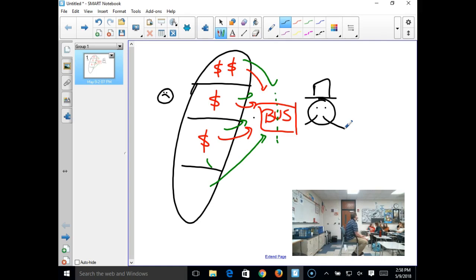Did you slap him first? Yeah. Shays' Rebellion is correct. 2 points. All right.